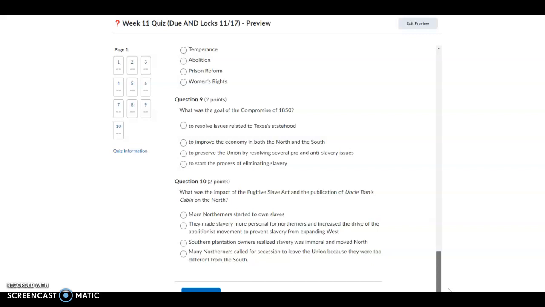Question number 10. What was the impact of the Fugitive Slave Act and the publication of Uncle Tom's Cabin on the North? A, more Northerners started to own slaves. B, they made slavery more personal for Northerners and increased the drive of the abolitionist movement to prevent slavery from expanding west. C, Southern plantation owners realized slavery was immoral and moved north. Or D, many Northerners called for secession to leave the Union because they were too different from the South.